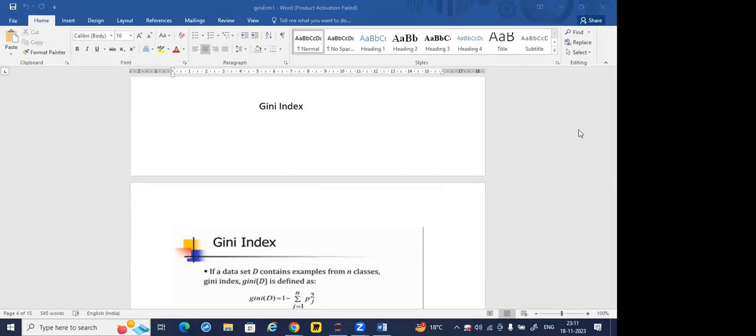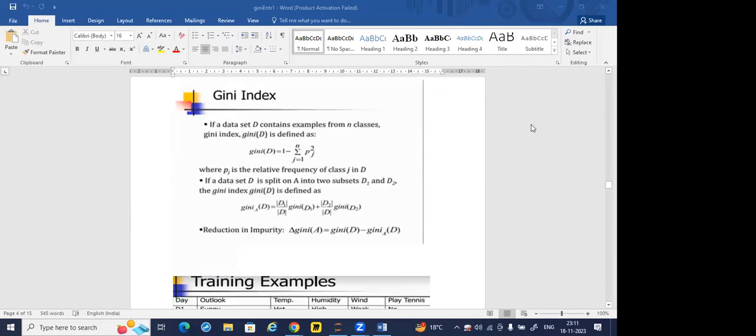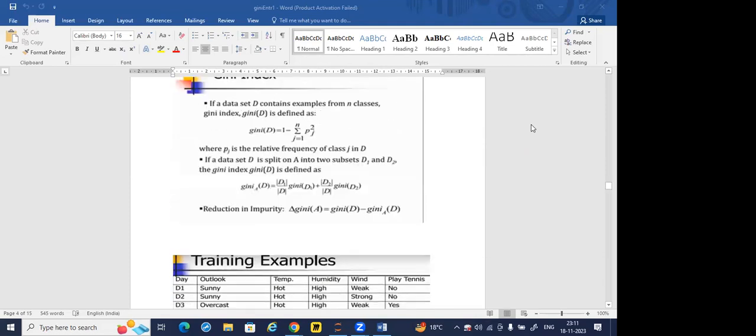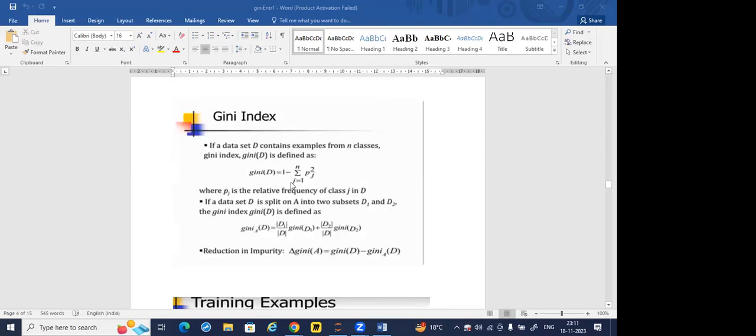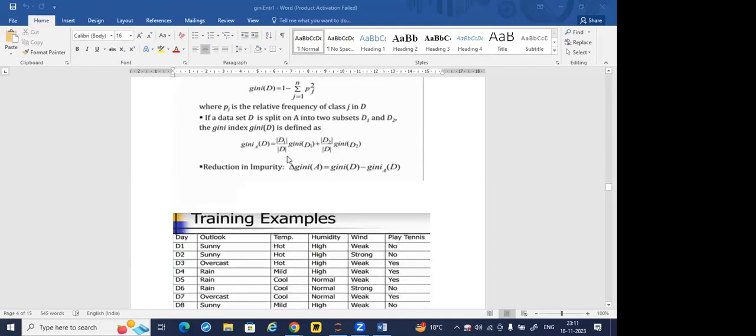Suppose here there is one more, the Gini index. Here you can see this is the formula for the Gini index: 1 minus sigma p squared j, where j is equal to 1 to n, the total number of rows we are having, taking p squared j. Just wait, I'll tell you how it is going to work with the Gini index.